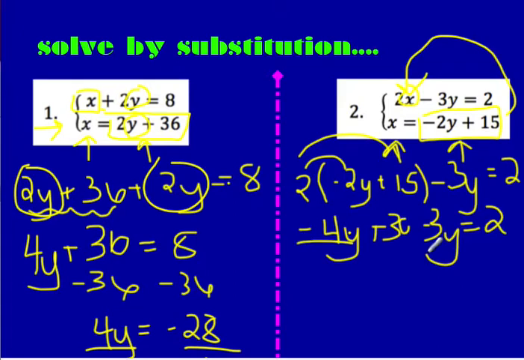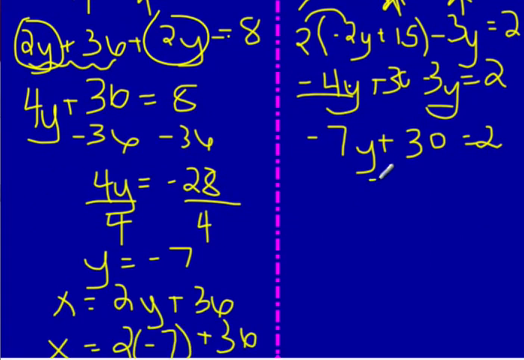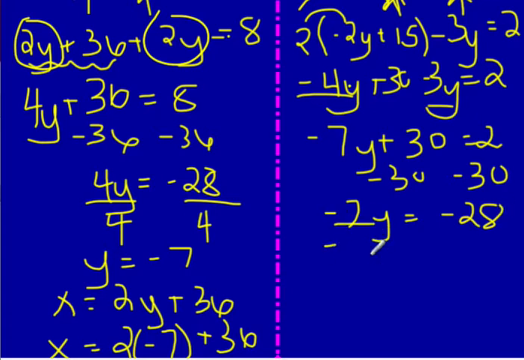So I'm going to combine these two terms. Negative 4y minus 3y is going to get more negative, so I get negative 7y plus 30 is equal to 2. Then I want to get my 30 over to the other side, so I'm going to subtract 30 from both sides since it's positive. Negative 7y is equal to negative 28. Then I'm going to divide both sides by a negative 7. Now when you divide a negative by a negative, it becomes positive. So my answer for y is a positive 4.